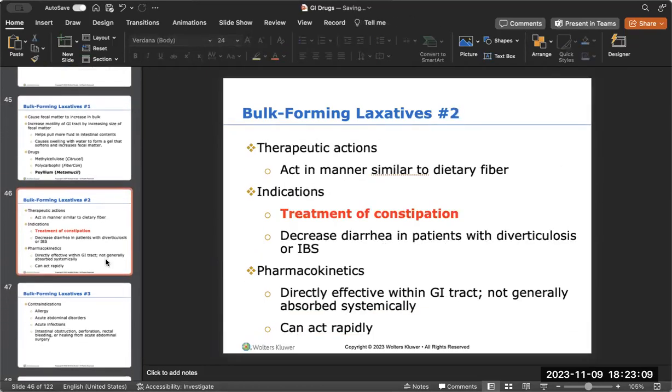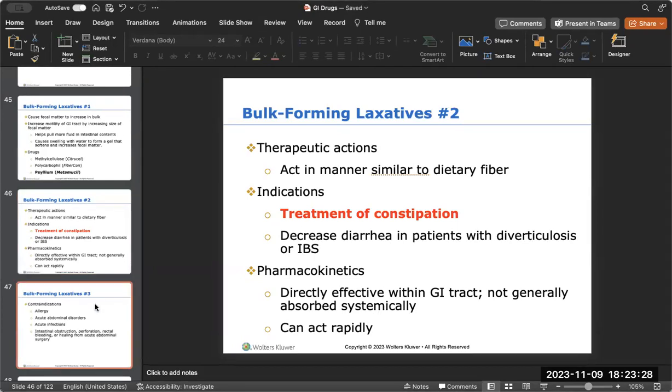They all treat constipation, but these can also treat patients who have problems with IBS or diverticulosis. I'm sorry, I can't say that word right now. It's just not coming out. But they can help treat those disorders.